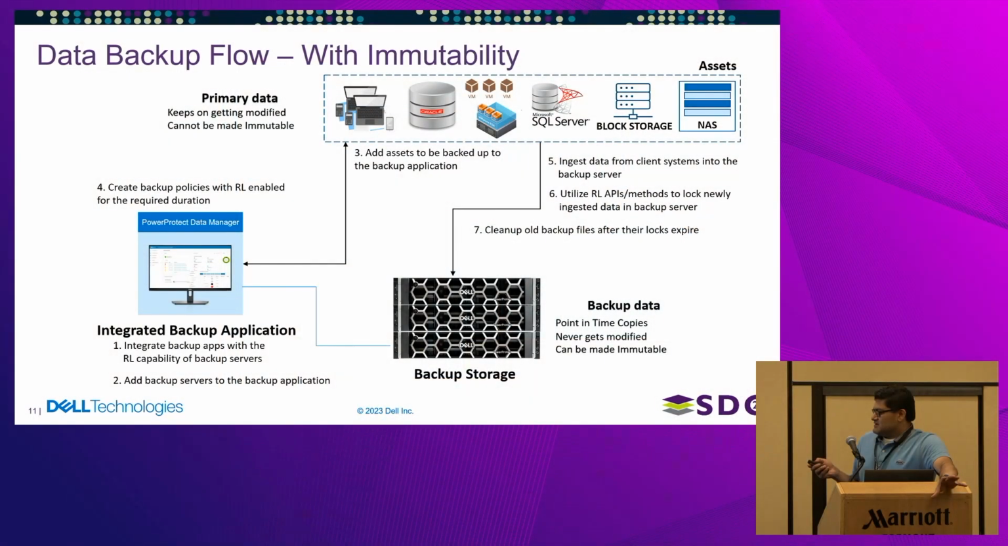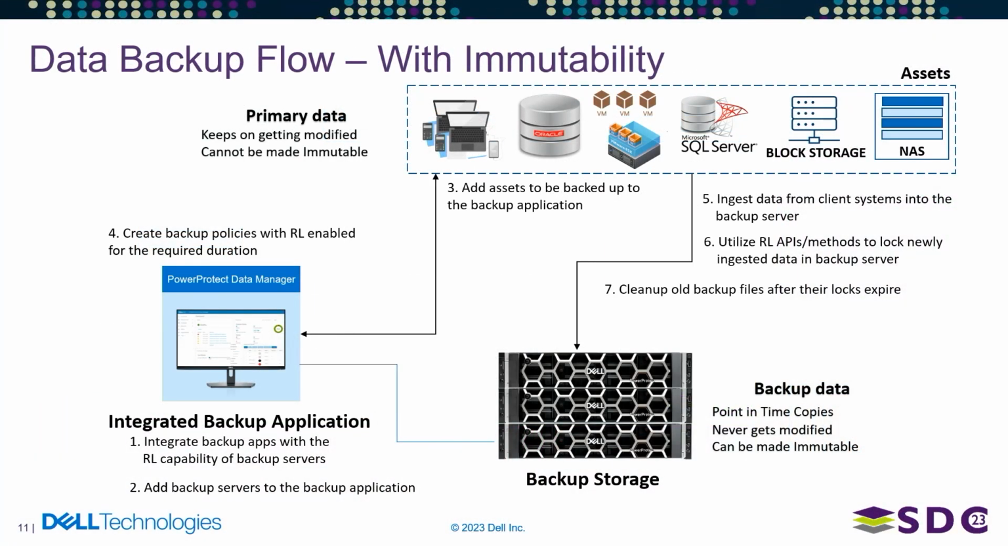With data immutability in place, the flow will look like this. The first step is that the backup application discovers the storage, adds the storage, and then they create policies. The policy being which assets need to be backed up, and how they need to be backed up, how many times, the frequency and the duration. And then they start the ingest, they back up the systems.